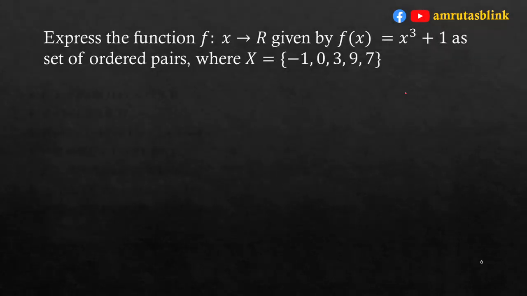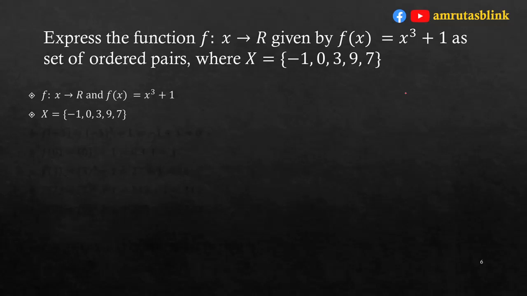Moving to next problem. Express the function f from x to r given by f of x is equal to x cube plus 1 as a set of ordered pairs where x is equal to minus 1, 0, 3, 9 and 7. Now this function is defined on the set of real numbers where f of x is equal to x cube plus 1 and domain of x is given as minus 1, 0, 3, 9 and 7.